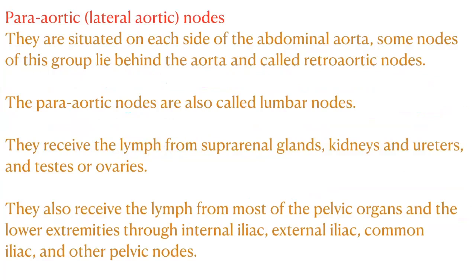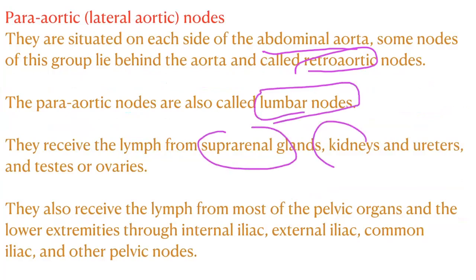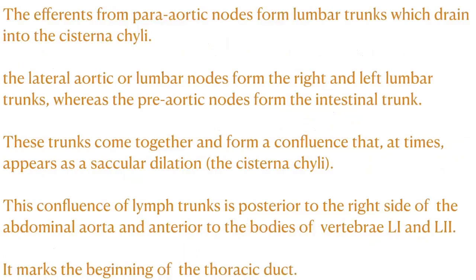And para-aortic or lateral aortic lymph nodes are situated on each side of the abdominal aorta. Some nodes of this group lie behind the aorta and are called retroaortic. They are also called lumbar nodes. They receive lymph from suprarenal glands, kidneys, ureters, testes and ovaries. They also receive lymph from most pelvic organs and the lower extremities through internal iliac, external iliac, and common iliac nodes. The efferents from para-aortic nodes form lumbar trunks, which drain into the cisterna chyli.